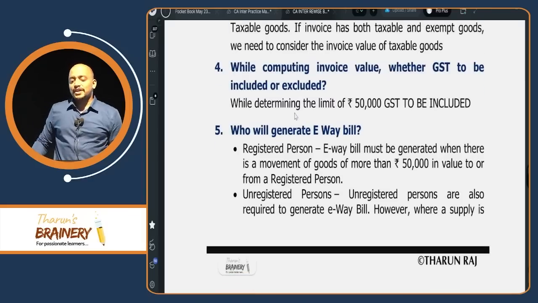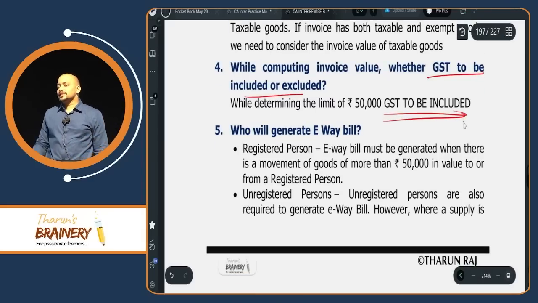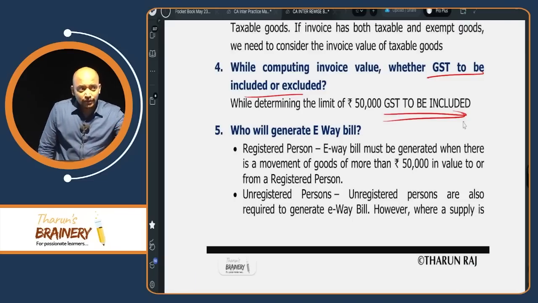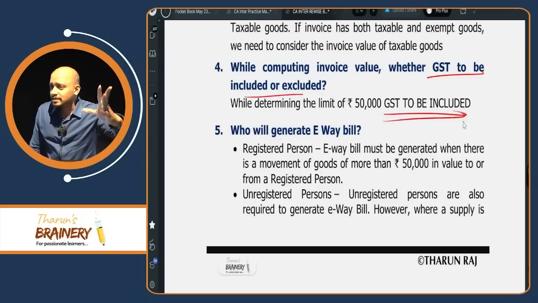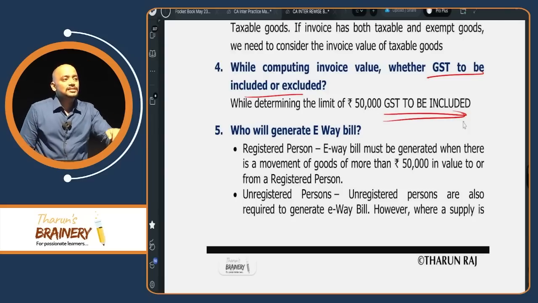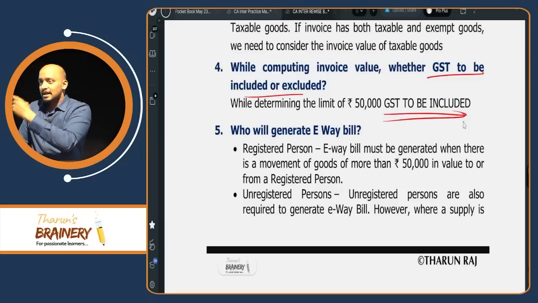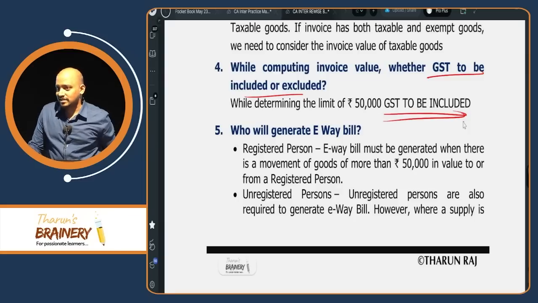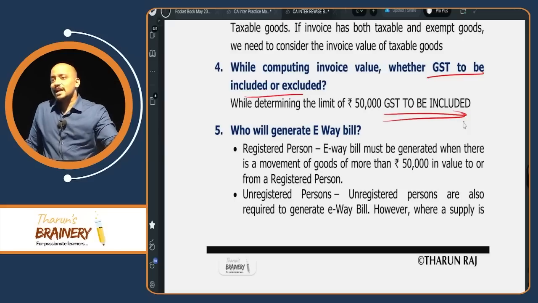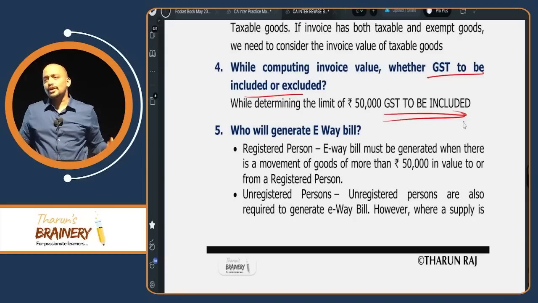Then, while computing invoice value, whether GST is to be included or excluded? We need to include the GST part. Generally, value excludes GST. But in e-way bill provisions, value includes GST. Please keep this in mind. For example, value of goods is 48,000. 10% GST means it will be 52,800. You understood? So more than 50,000. Therefore, definitely e-way bill will be required.